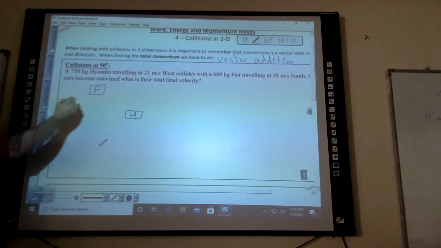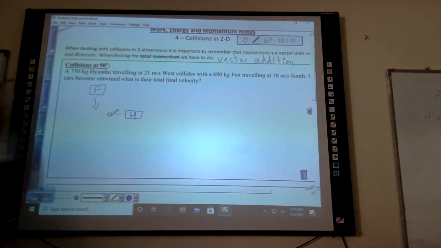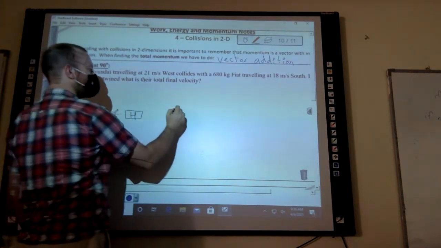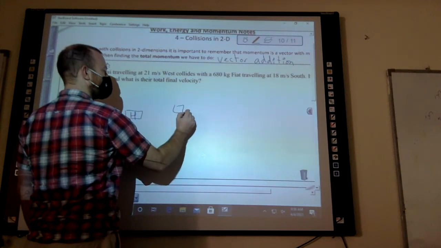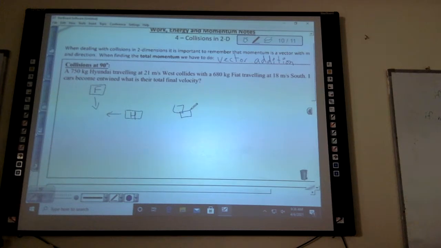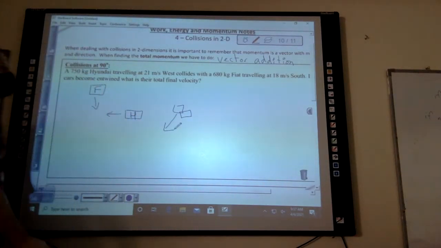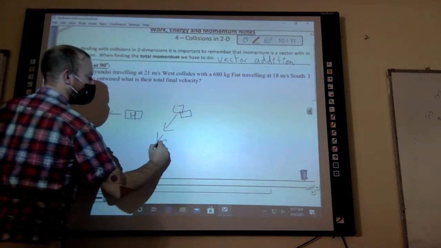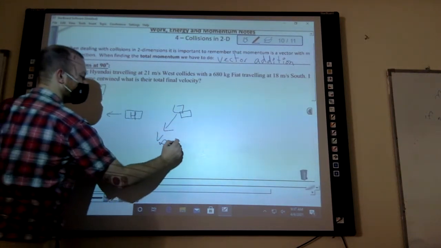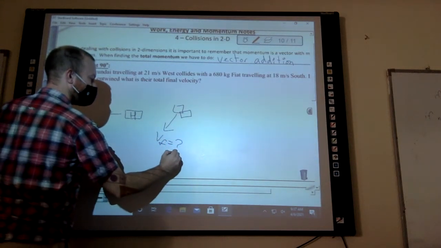So here we go. We've got 2 objects that are coming towards each other. And in the final position, we're going to have these 2 cars squished together. And what direction approximately do you think they're going to go? If they're going like this, they're going to go someplace down this way. So this is what we're looking for. This is VF. We want to know what is this.